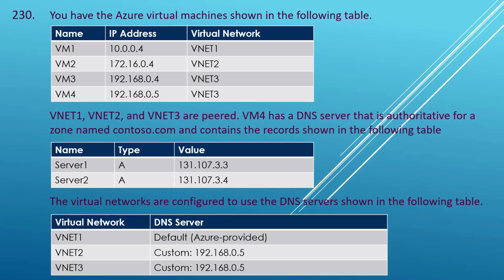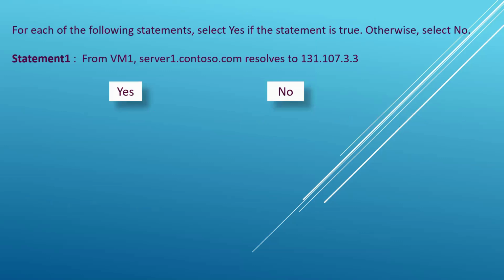You have basically 3 virtual networks, which you already know. Virtual network 1 is using the default Azure provided DNS server. Virtual network 2 is using a custom, and virtual network 3 is also using a custom DNS server. Let's now look at the next part of the question. For each of the following statements, select yes if the statement is true, otherwise select no. And the first statement is, from VM1, server1.contoso.com resolves to 131.107.3.3.